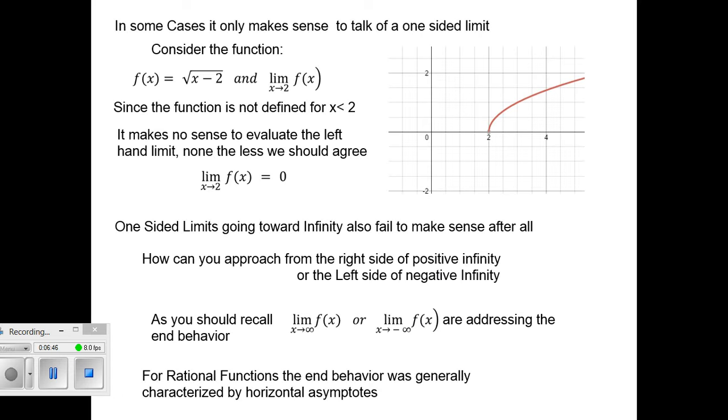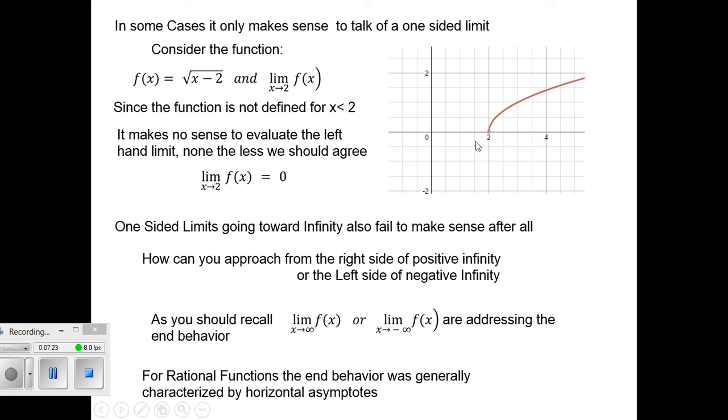Now, in some instances, all we can do is evaluate it from one side. So all we can do is a left or a right-hand limit, okay? We can only create a left or a right-handed limit, one-sided limit. So we consider our graph of the function, the square root of x minus 2. And we ask, what is the limit as x approaches 2 for that function?